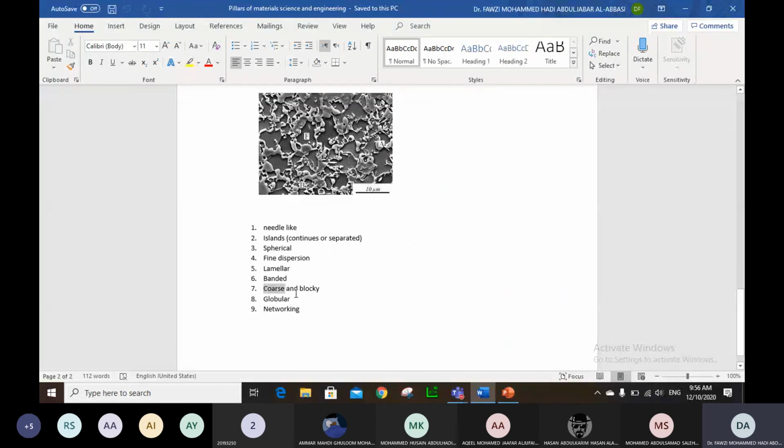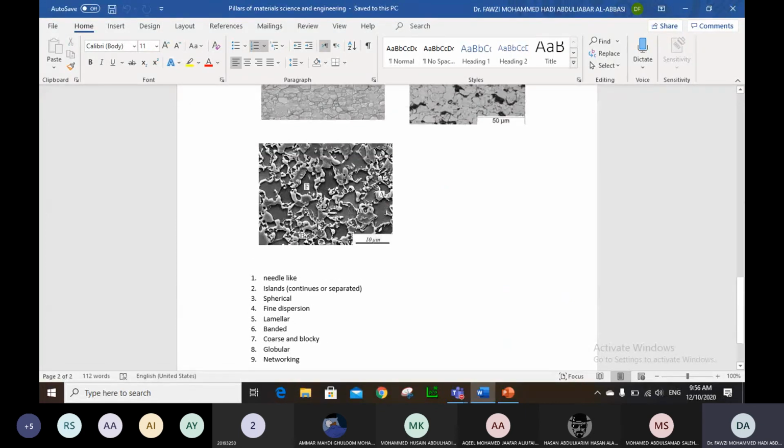You could be having coarse or bulky, globular networking. This is an example of networking. You can see like there is a network going on between the microstructure. In the second phase, it's like a network distribution there. You could be having fine network and coarse network as well.